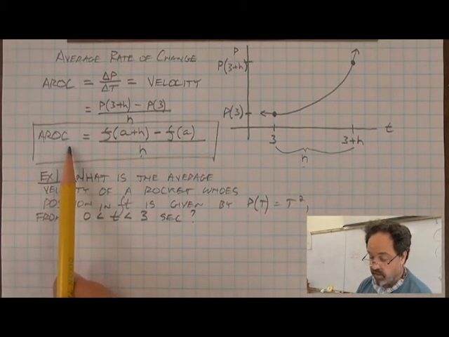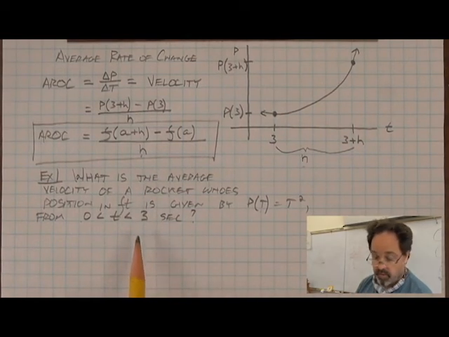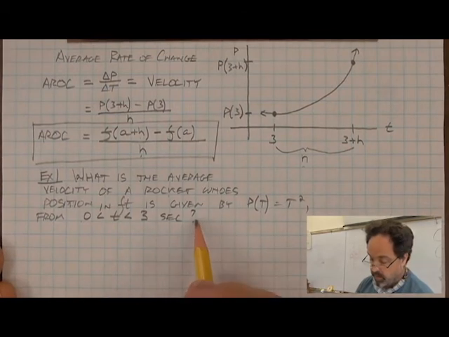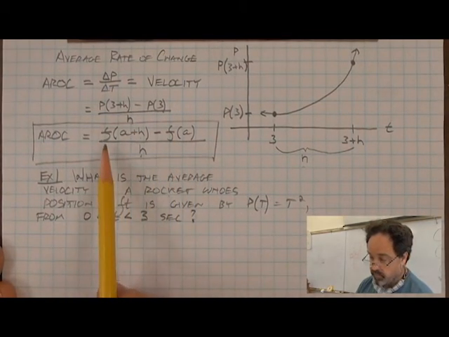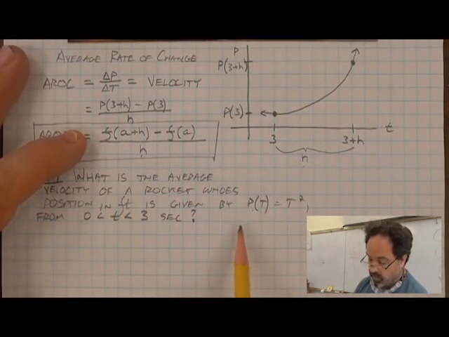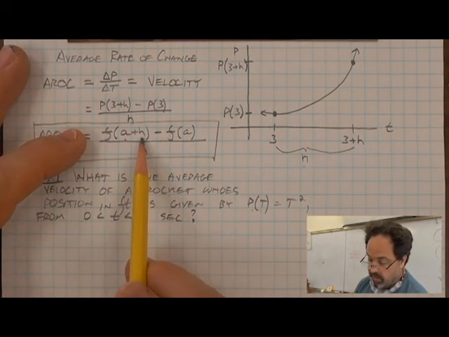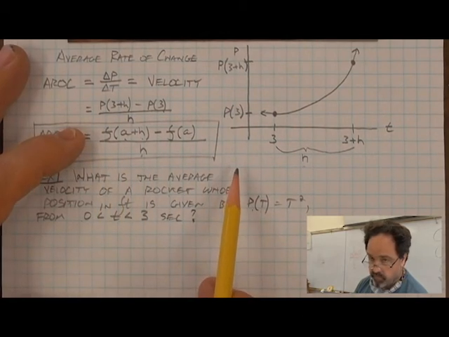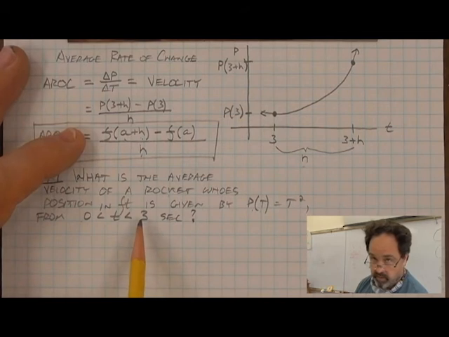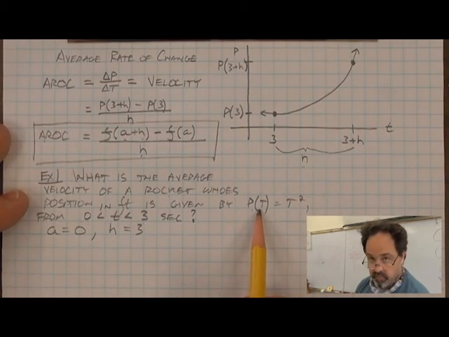This is an average rate of change question in the context of position and time. So we're going to be calculating a velocity. And here's what we need to know to be able to use this expression. We need a function. We have it. It's the p function. We need an initial value in the domain. We have it. It's 0. And we need h, the amount of change in the horizontal variable. We have it. It's 3. The amount of change from 0 to 3 is 3. So we have an a value of 0, an h value of 3, and we have our position function.